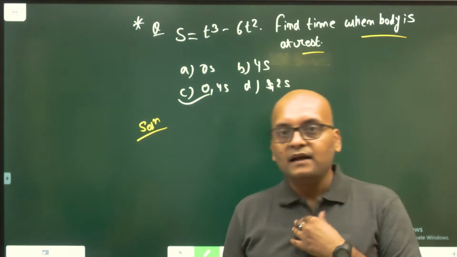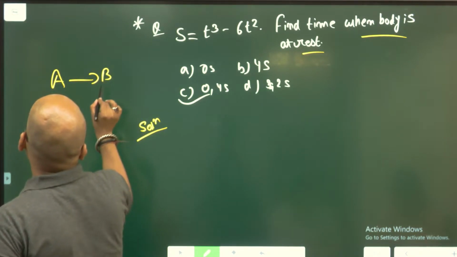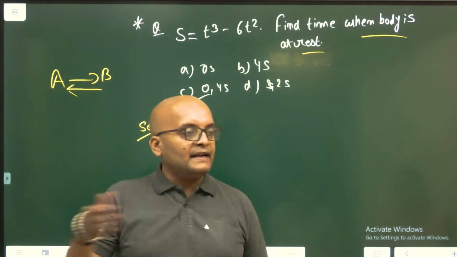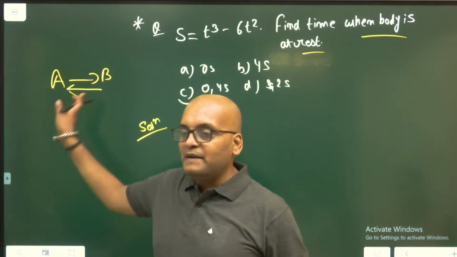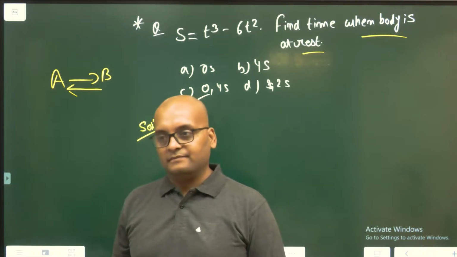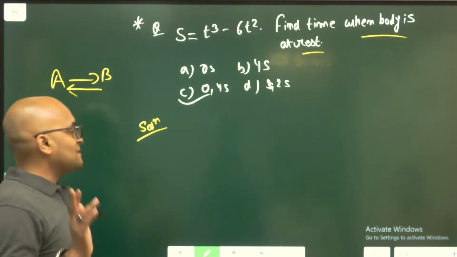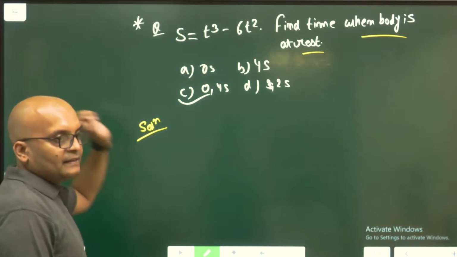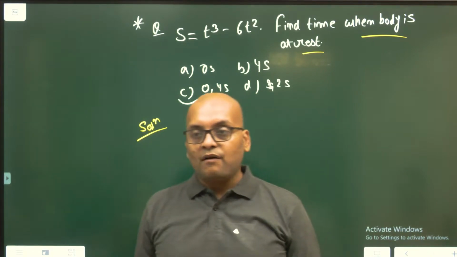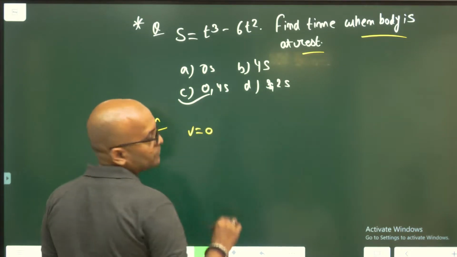I traveled from A to B, then I moved back from B to A, and I am doing this again and again. My displacement is 0, but I am not at rest. I am moving constantly. So displacement won't be the deciding factor whether body is at rest or in motion. Velocity will be the factor. So for this, V has to be 0.